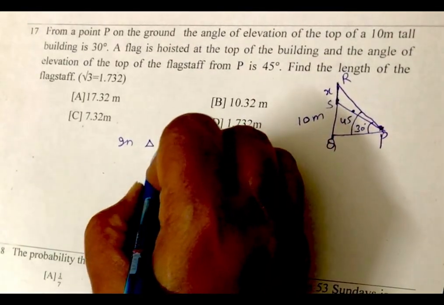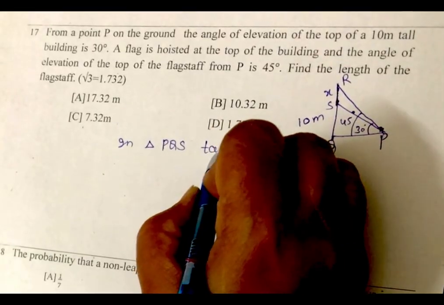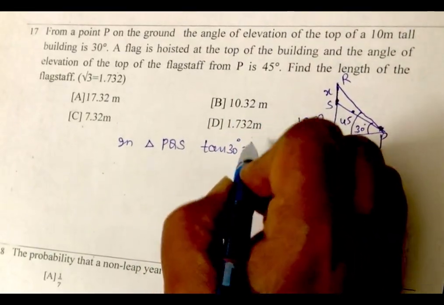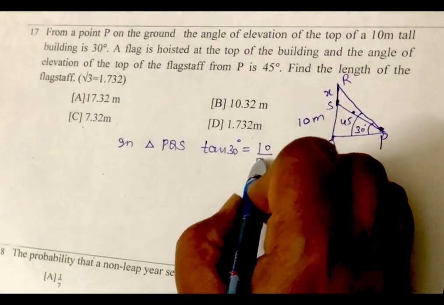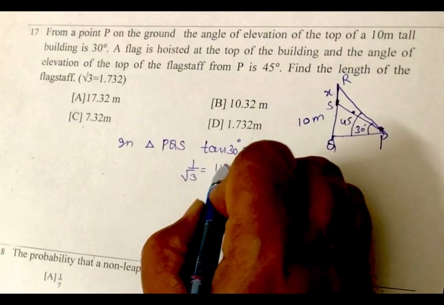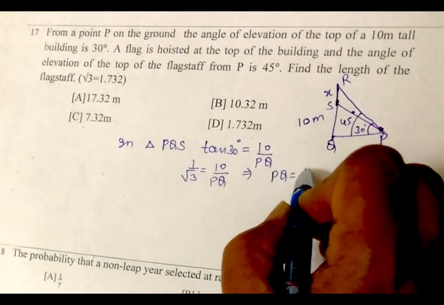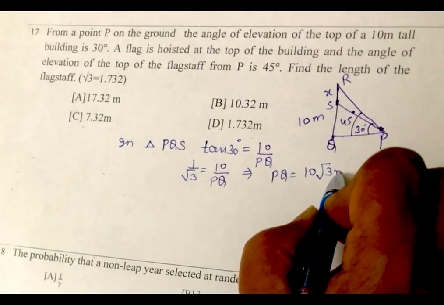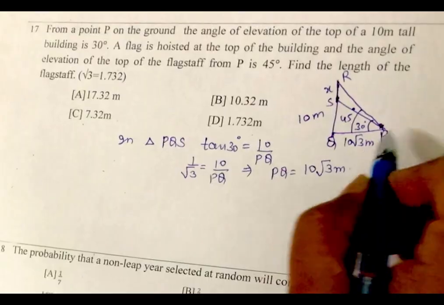In triangle PQS, we have tan 30 degrees is equal to, tan is perpendicular upon base, that is 10 upon PQ. So from here, tan 30 degrees is 1 by root 3 equal to 10 by PQ. So from here, PQ is equal to 10 into under root 3 meter. Now this value becomes 10 under root 3 meter.